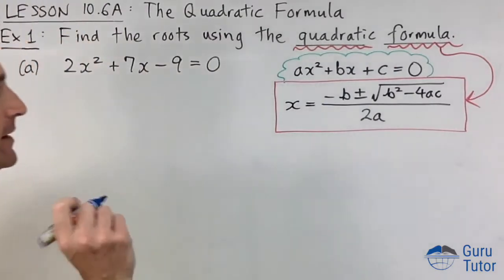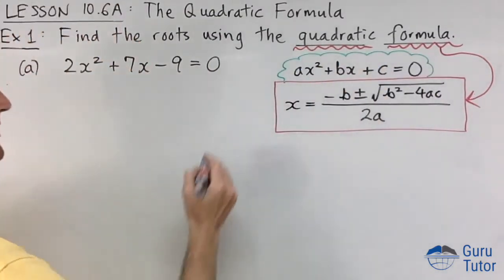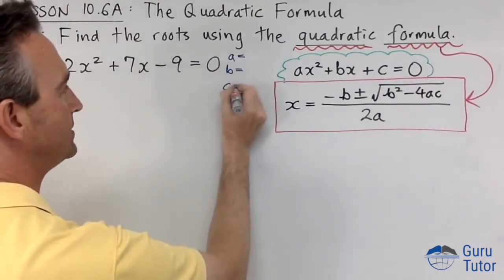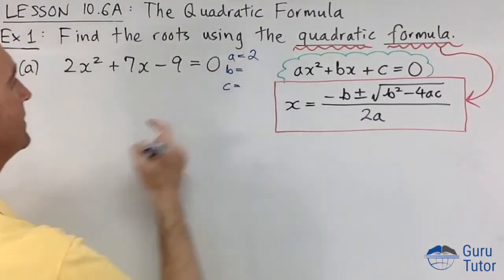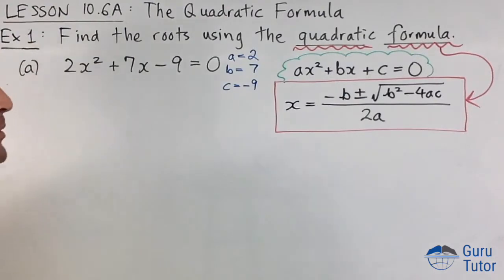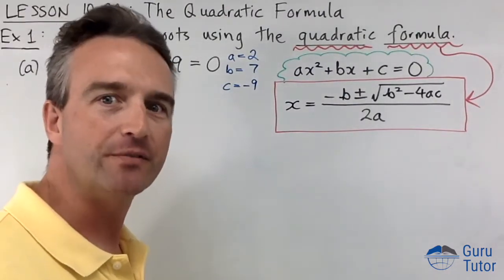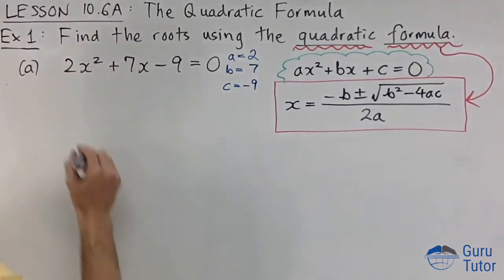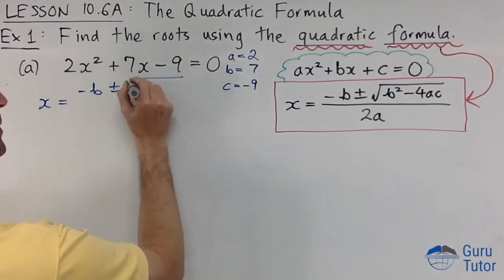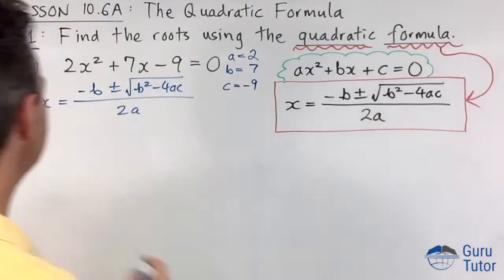But anyway, let's try this. So we've got this in this standard form here. It equals 0. First thing we do, what are a, b, and c for this question? A is 2. B is 7, C is negative 9. Now we put them into the formula. Now what I'd suggest you do is write the formula out the first few times until you've got it memorized. X equals minus b plus or minus the square root of b squared minus 4ac all over 2a. Now we put the values in.